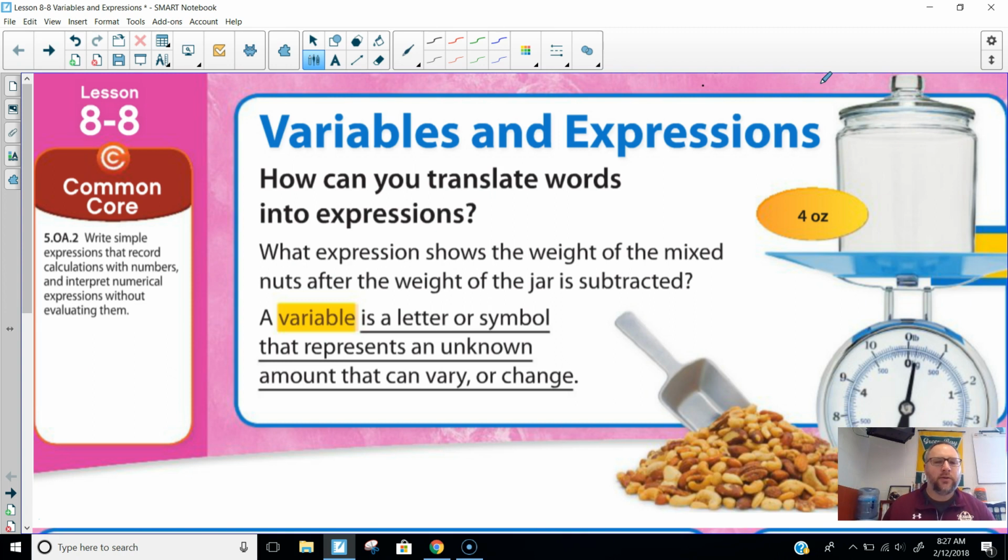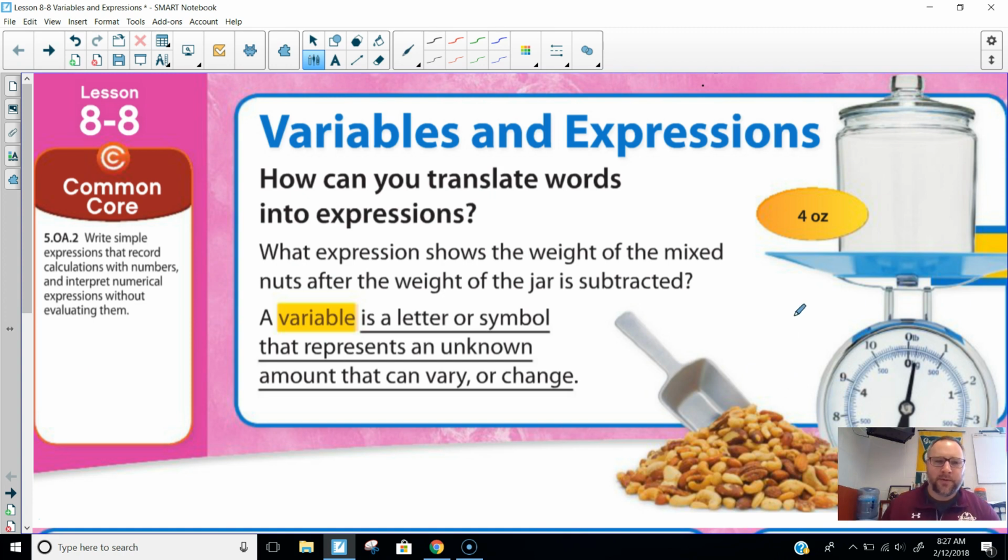It says, how can you translate words into expressions? What expressions show the weight of the mixed nuts after the weight of the jar is subtracted? So over here we have a glass jar on top of a scale, and as you can see the glass jar weighs 4 ounces, and we have a bunch of mixed nuts over here.